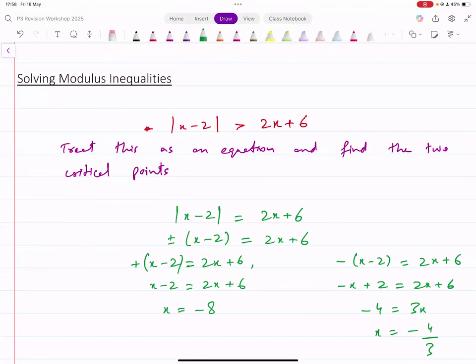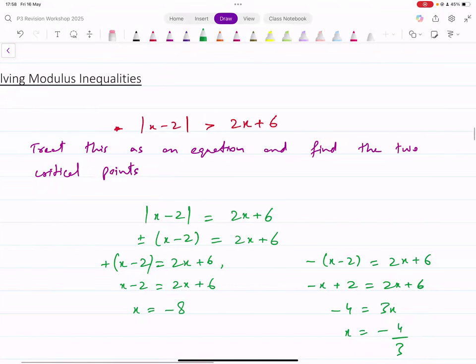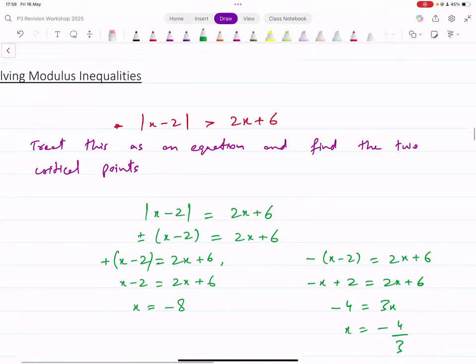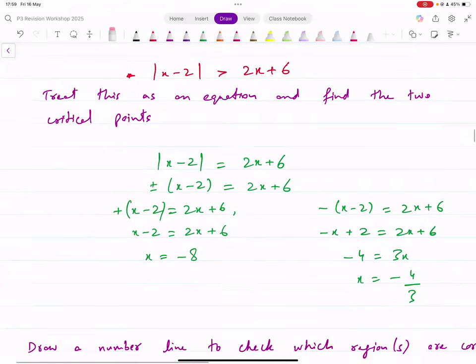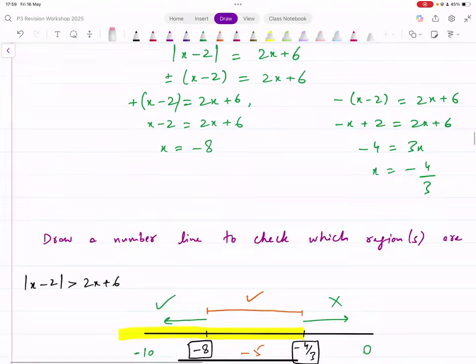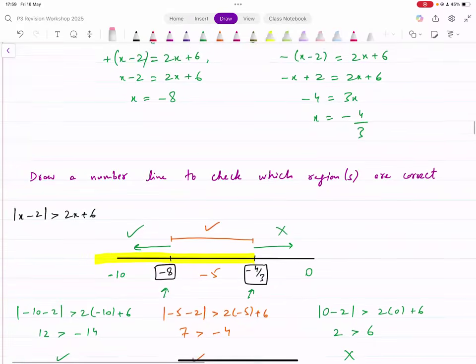Treat this as an equation and find the two critical points, the two values of x that you get from that. So solve it as an equation. We know how to do that. We put plus minus on any one of the two sides and find the values of x that we get from that. Now, once we've got these values of x, for solving inequalities, what we do is we draw a number line and we mark those points on that number line.